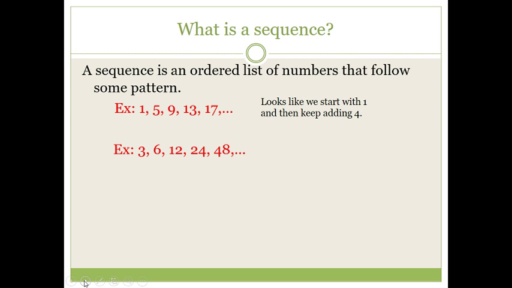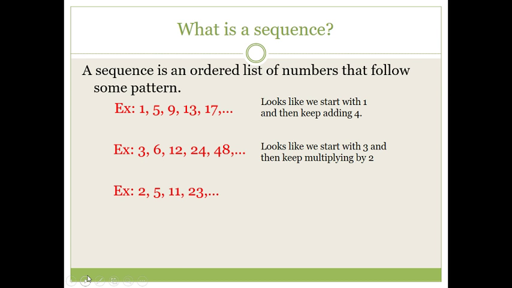Here's another example. 3, 6, 12, 24, 48. In this case, it looks like we start with 3 and then we just keep multiplying by 2. So 3 times 2 is 6, 6 times 2 is 12, and so on. Here's another example. This one's a little bit harder.